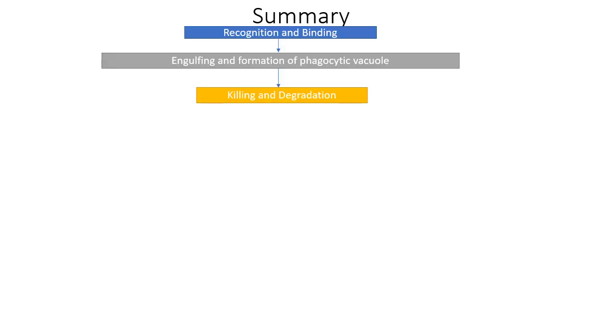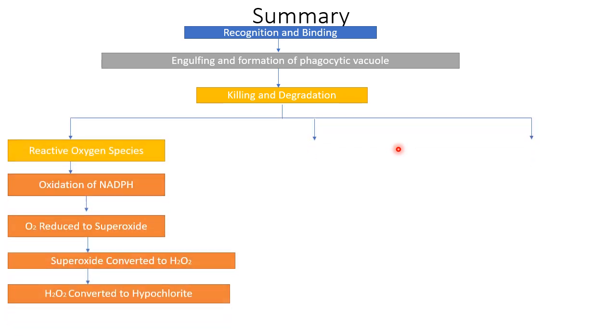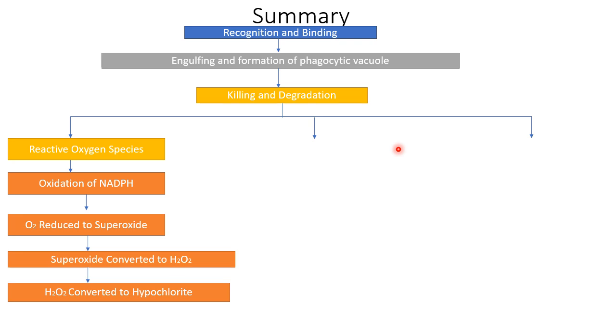Now let's look at the summary. At first we talked of recognition and binding, where our leukocytes recognize the microbe and then bind to the receptors of the microbe. Next, we require that microbe to be put in a certain cell or prison, which is known as a phagocytic vacuole, and that is known as engulfing. Then after that it fuses with a lysosome to form a phagolysosome. Then we require killing and degradation, which occurs either by formation of reactive oxygen species.